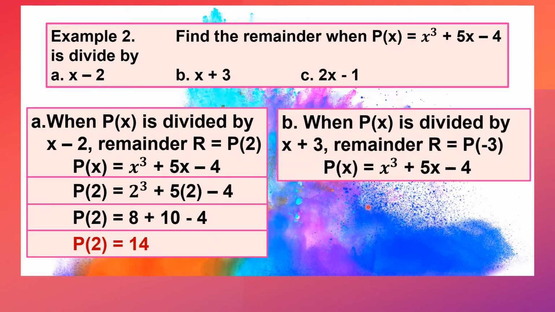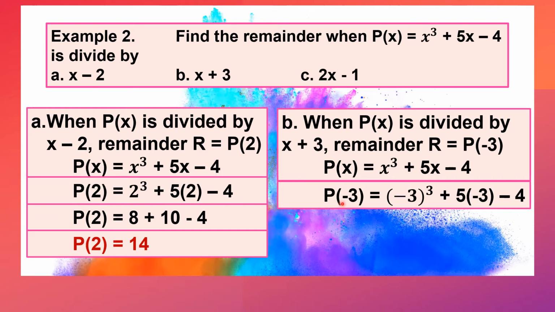Next, for letter B, when p of x is divided by x plus 3, the remainder r is equal to p of negative 3. Why negative 3? Because if we equate x plus 3 to 0, x is equal to negative 3. So just change all x here to negative 3.